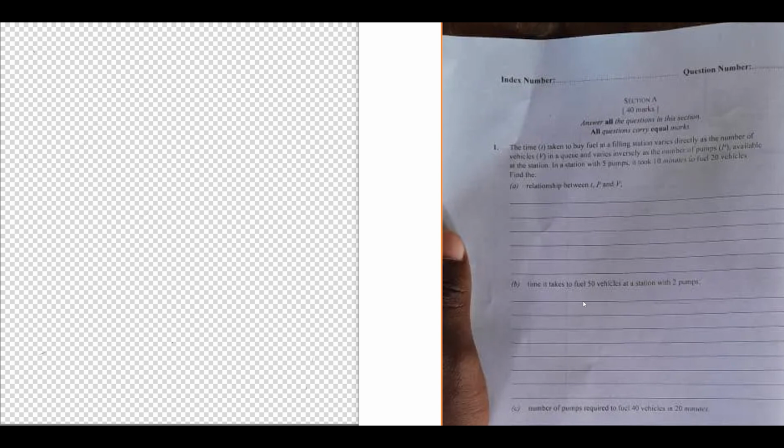And today I will be doing justice to some of the WAEC questions that we have done in past years. I believe we're going to do justice together. So here we have the question, which says the time T taken to buy fuel at a filling station varies directly as the number of vehicles V in a queue.